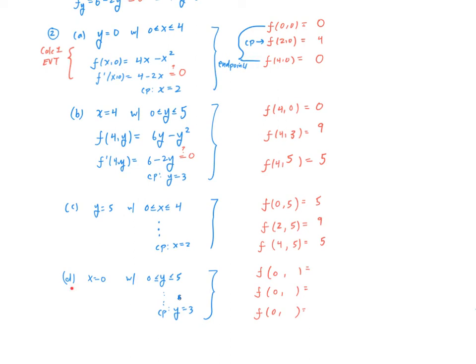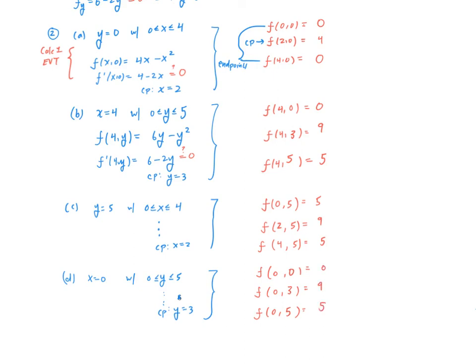Similarly, on the left-hand side of the rectangle, which corresponds to x equals 0 and the y values from 0 to 5, you have the endpoints of (0, 0) and (0, 5). And I've left out the details once again, but I think you all can fill those in, and I would recommend it as good exercise. There's a critical point when y equals 3, and the associated values are 0, 9, and 5.